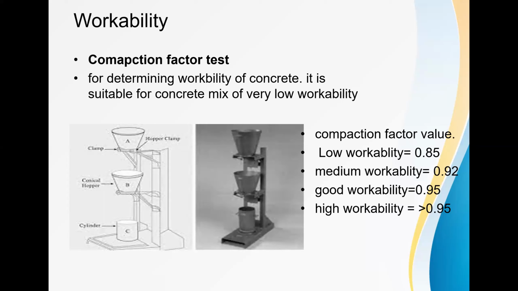Okay, where the concrete has very low workability. See, in this picture, you can see there are three different hoppers, that is, cylindrical cone-shaped hoppers. Name them as A and B, and the bottom portion C is a cylinder. In between every hopper and the bottom, there is a clamp, that means a gate has been given.